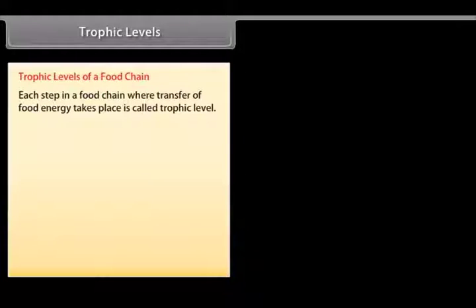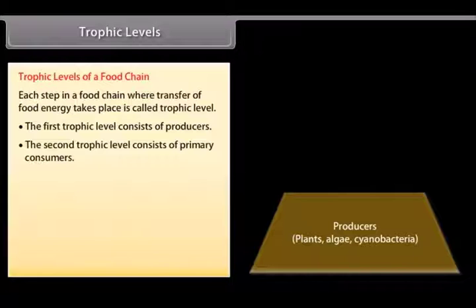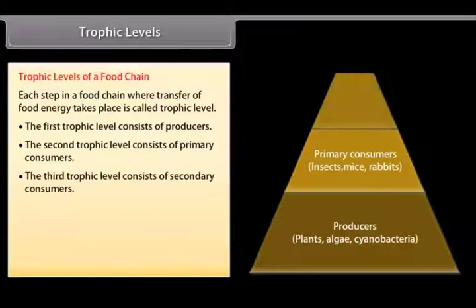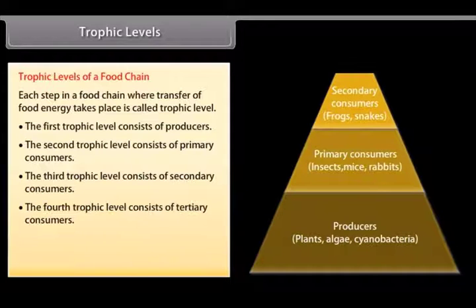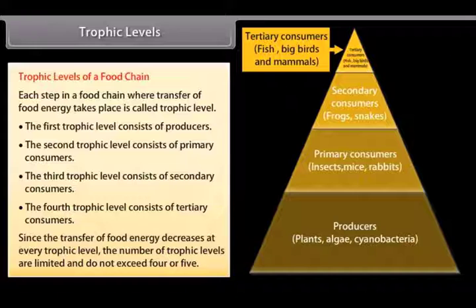Trophic level. Each step in a food chain where transfer of food energy takes place is called trophic level. The first trophic level consists of producers. The second trophic level consists of primary consumers. The third trophic level consists of secondary consumers. The fourth trophic level consists of tertiary consumers. Since the transfer of food energy decreases at every trophic level, the number of trophic levels are limited and do not exceed 4 or 5.